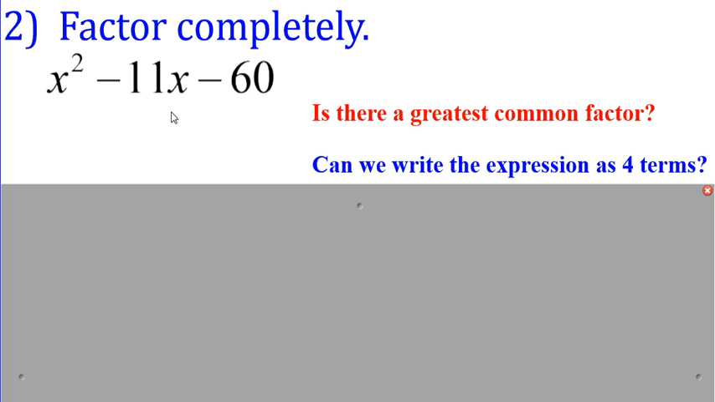So in order to do that, again, we think about the leading coefficient, a, which is 1, times the constant c, which is negative 60. So we're going to think, what times what gives us that product, negative 60? And what plus what will add to give us this coefficient for the linear term, negative 11?